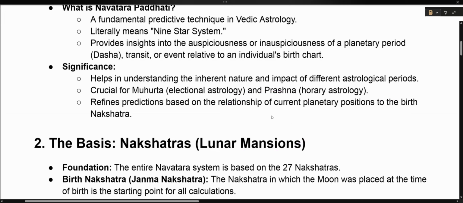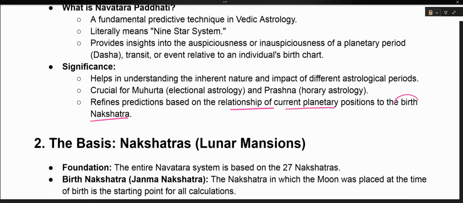Let me rub out this part. This is crucial for muhurta or electional astrology. Sometimes we need a specific auspicious time for specific events. Sometimes we use this method for Prashna Kundali or the horary method. These predictions are based on the relationship of current planetary positions and the Birth Nakshatra.